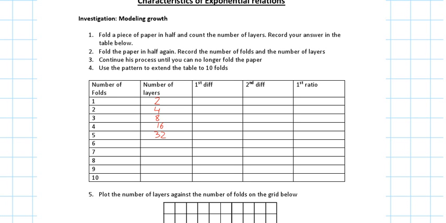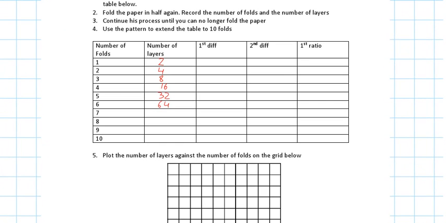So what do you see? What's happening here? They're doubling, right? It's doubling because I'm folding it in half, so it's making everything double. So we expect that to be what? 128. And we expect that to be 256. And then that's going to be 512. And then 1024.